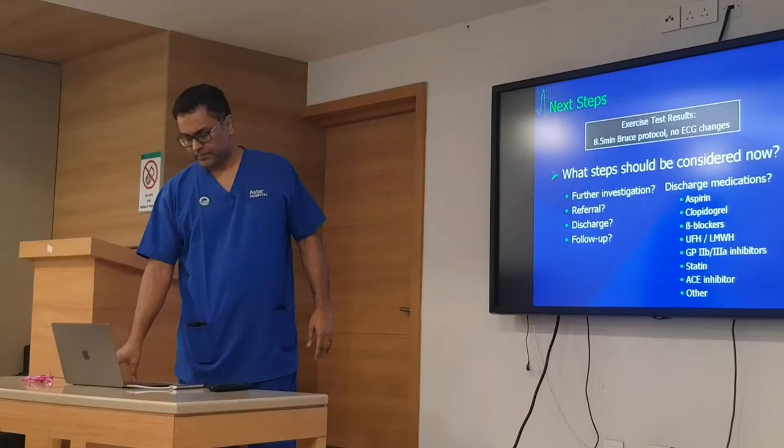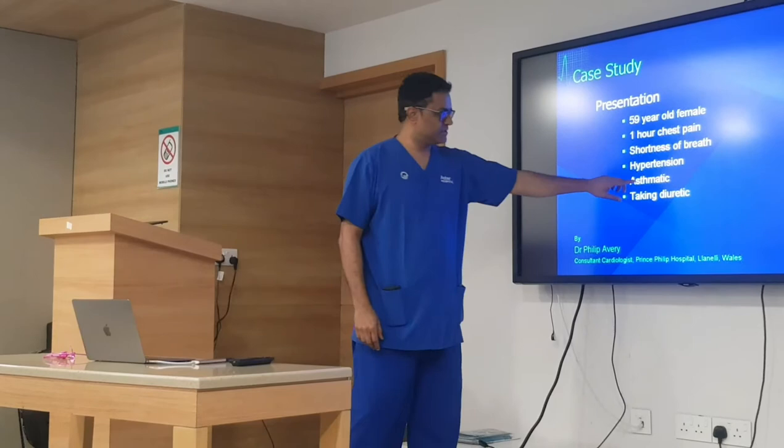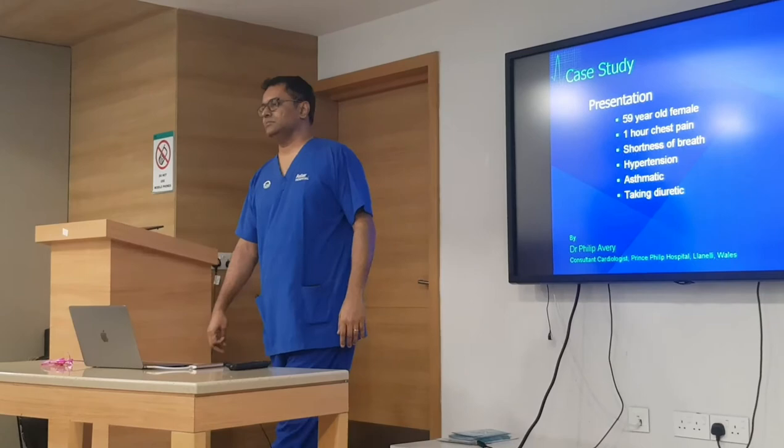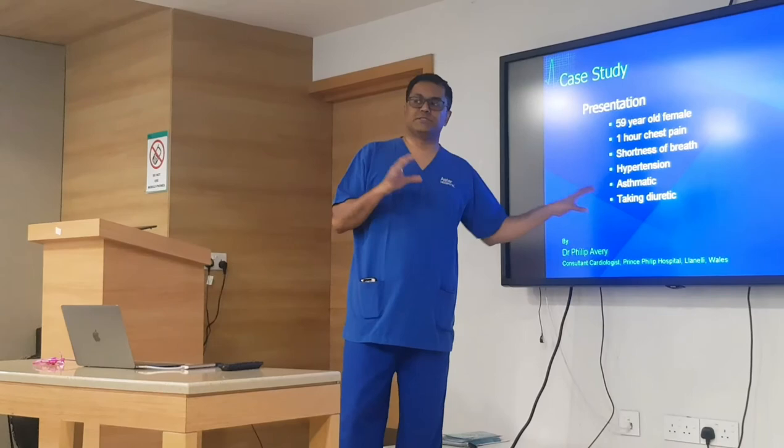Next one, okay. 59-year-old female, same thing, one-hour chest pain, breathlessness, hypertension. She's also an asthmatic. Why is this history important, asthmatic? Yes, medicine. Certain drugs, you know, beta blockers, you have to be careful, right? Adenosine, if you have to use, you have to be careful. So if the patient has asthma, remember, you have to be careful if you're going to use beta blockers. But anyway, you're not going to use beta blockers. I mean, we used to.